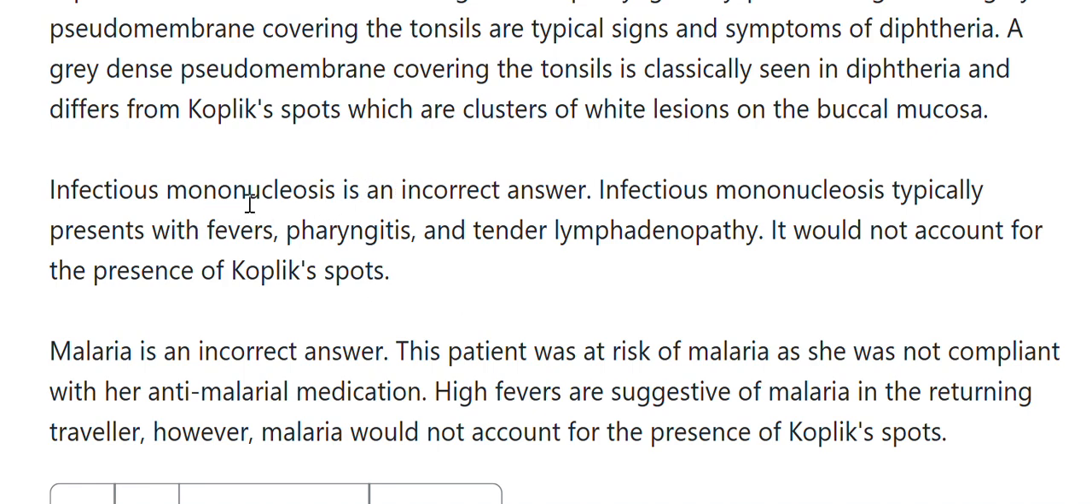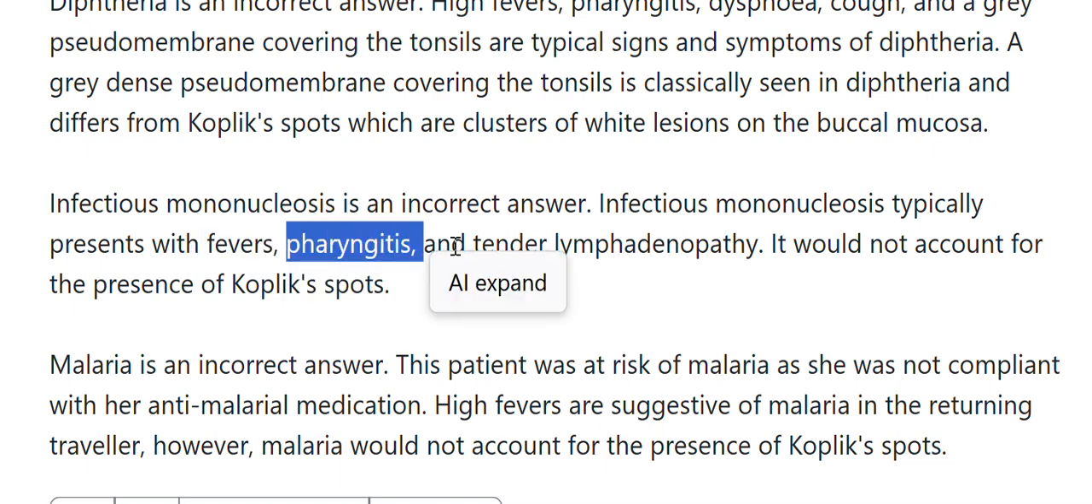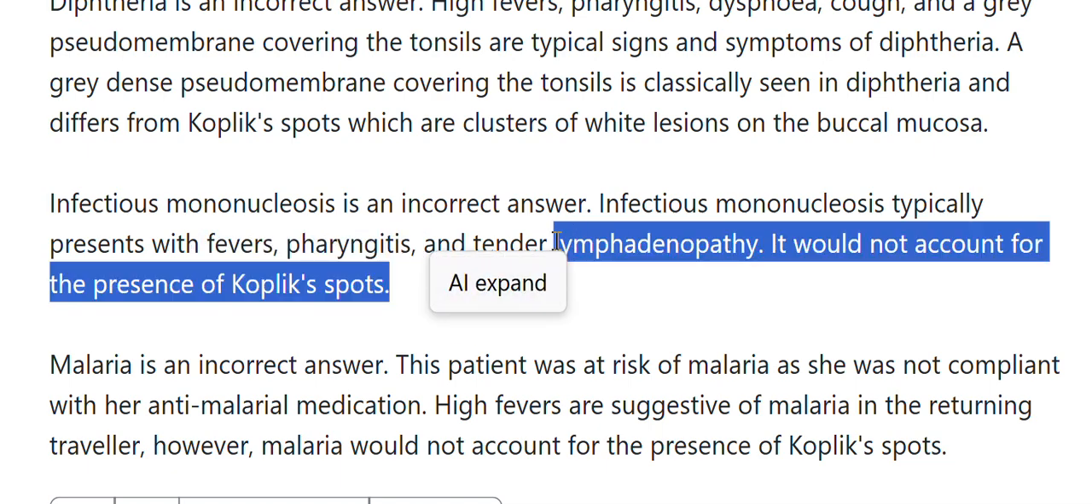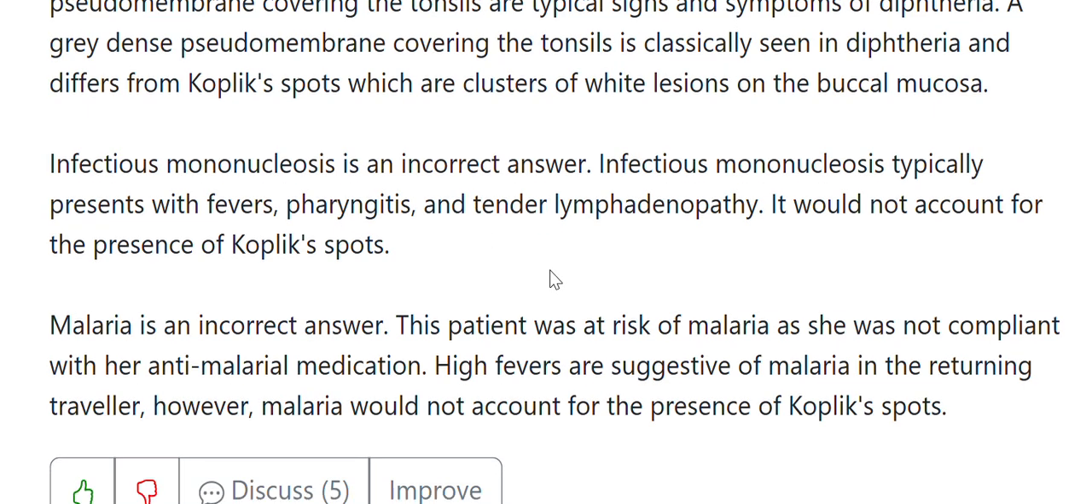Infectious mononucleosis is different. It spreads through saliva. It typically presents with fever and pharyngitis and mainly lymphadenopathy, that is tender lymphadenopathy.